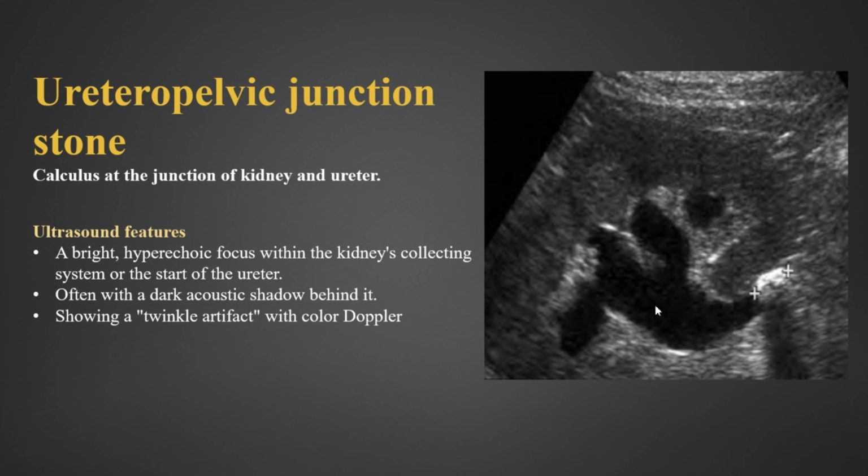As in the sonogram, we can see the dilatation of the collecting system in the right kidney, and these collecting systems are communicating with each other into the renal pelvis and into the proximal part of the urinary bladder. And this obstruction is due to the bright echogenic calculus at the proximal part of the ureter, and it also shows the proper acoustic shadowing. So these are the features of ureteropelvic junction stone.